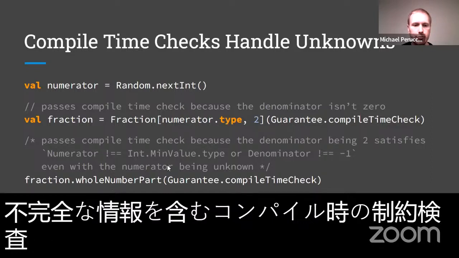don't know the numerator, because the guarantee that it requires is that the numerator is not equal to a negative min int. We don't know this part. So this might actually be true, but we don't know. Might be false. But we do know the denominator is not equal to -1 because we remember that it's 2. And since just knowing this part satisfies the OR, we are actually able to call guarantee compile time check, and we can do the compile time check that it's safe, and it will let us call this.